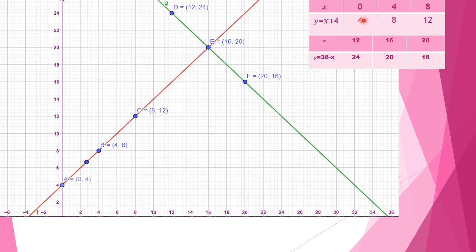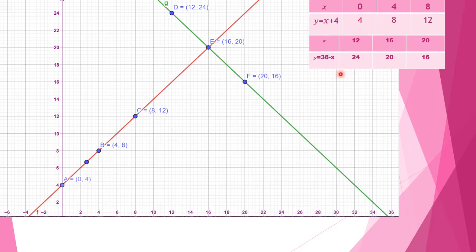Now, the first pair of coordinates is represented on the graph by point A. The first pair is (0, 4). The second pair of coordinates (4, 8) is represented by point B, and the third pair of coordinates (8, 12) is represented by point C. Now join points A, B and C by a line. Here you are seeing the red line being represented by joining points A, B and C.